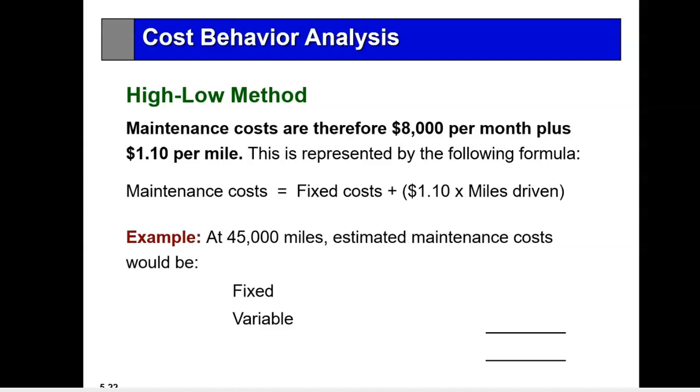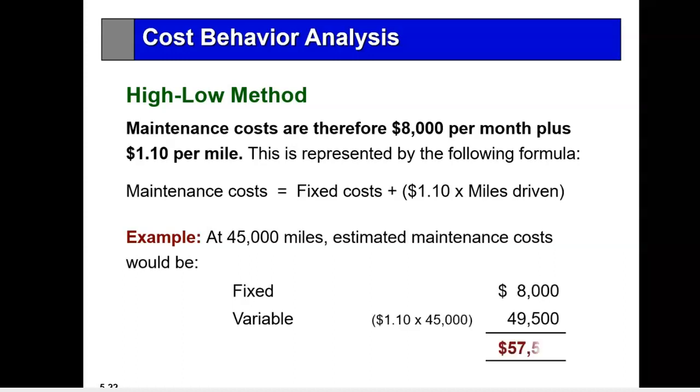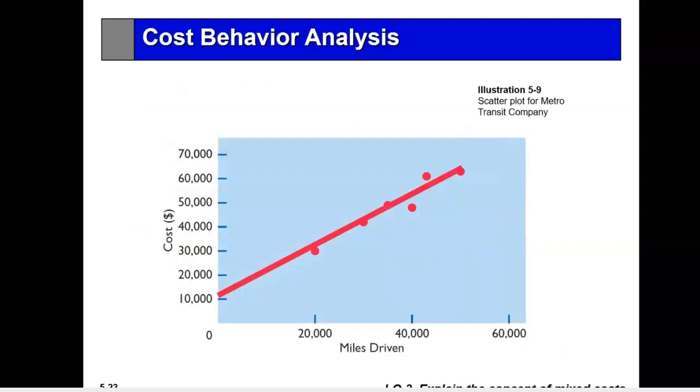For example, at 45,000 miles, I could estimate that the cost would roughly be 8,000 for the fixed, 49,500 for the variable, and the total cost would be 57,500. What's important here is that the maintenance cost has been broken into its fixed and variable portion. What we want to do is look at all the costs involved in the business and determine which costs are fixed and which costs are variable. If we were to graph it, there's the high-low. We take the high activity and the low, and it's a linear line.